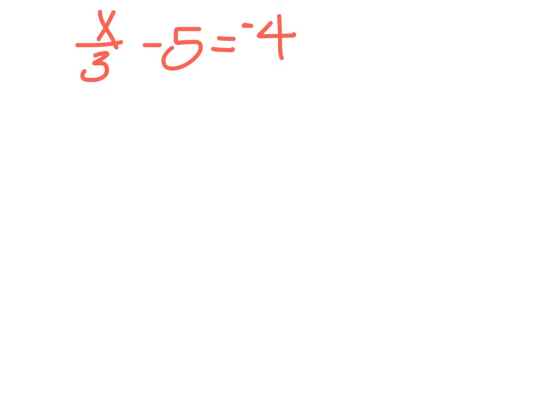For our next problem, we have x over 3 minus 5 equals negative 4. So the first thing I'm going to do is draw my line through the middle. And I'm going to label my sides. So I'm solving again for x, so my x's are going to go on the left and everything else is going to go on the right hand side here.